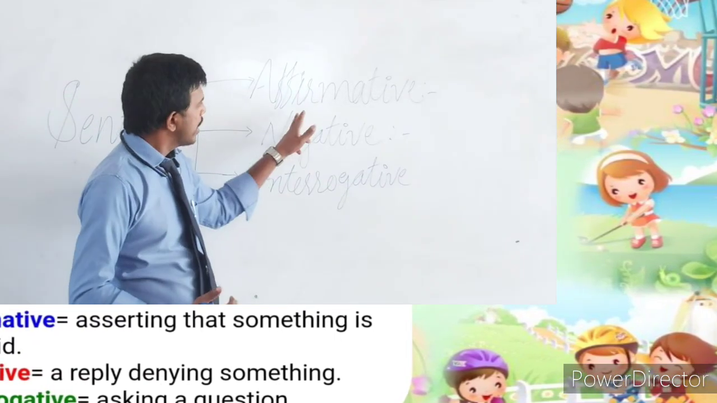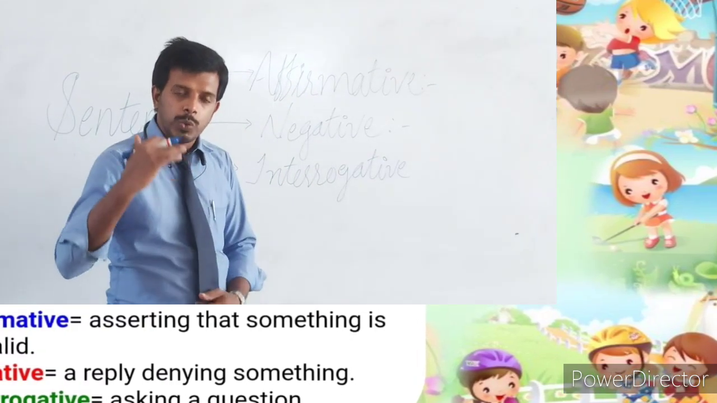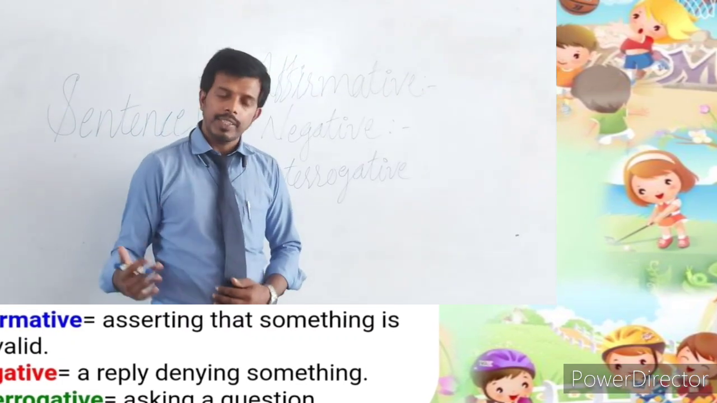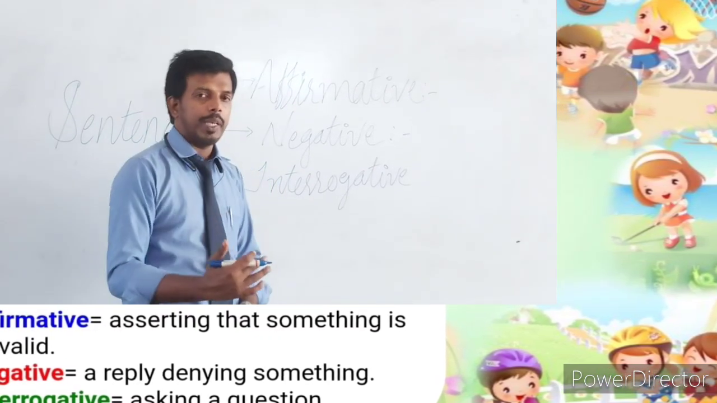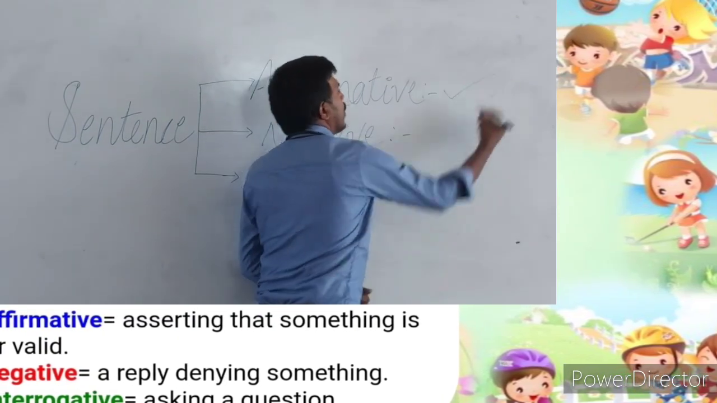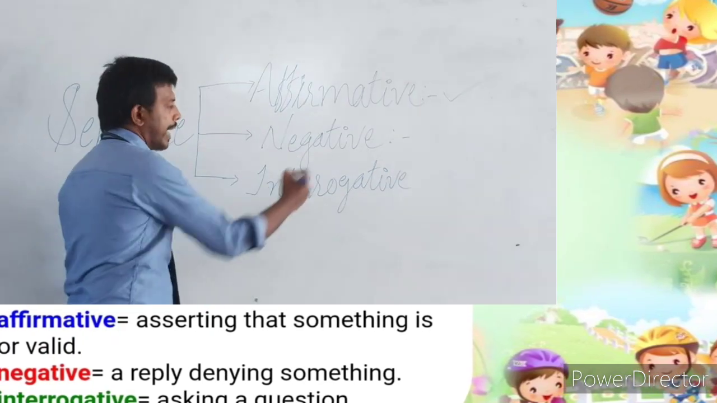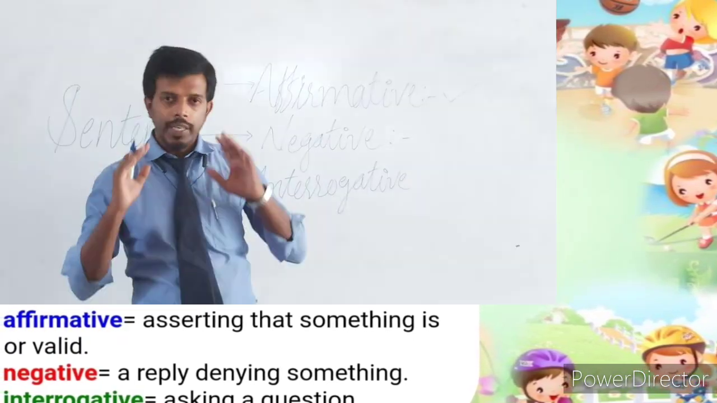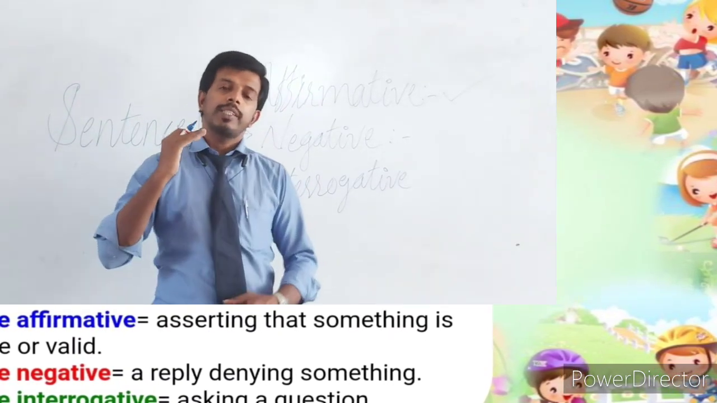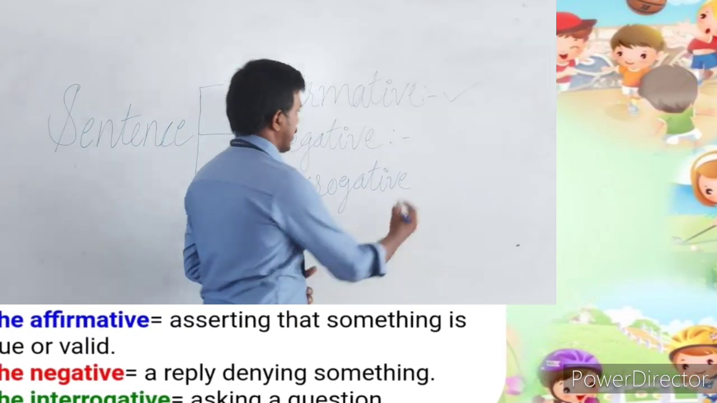Our first category is affirmative sentences. Sentences asserting something true or valid. In other words, we can say the general sentences or simple sentences can be termed as assertive sentences or positive sentences. The second category, negative sentences. Sentences which give you a negative reply or the sentences which deny something can be termed as negative sentences.